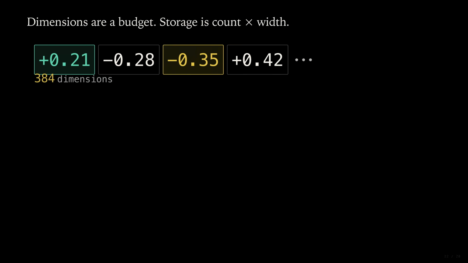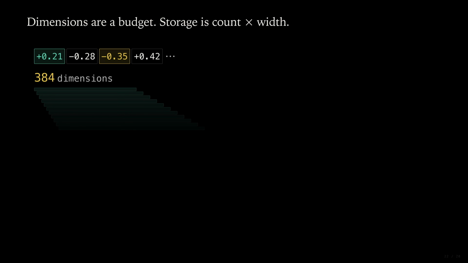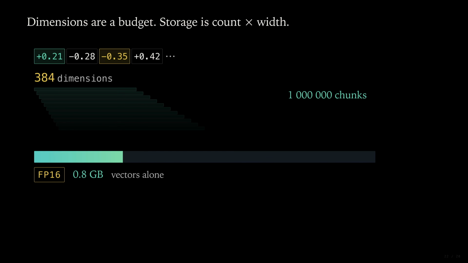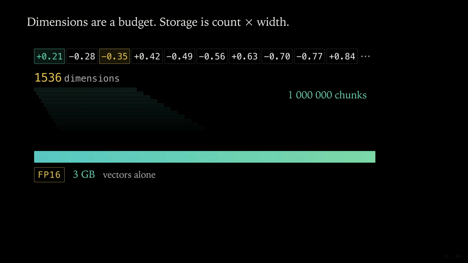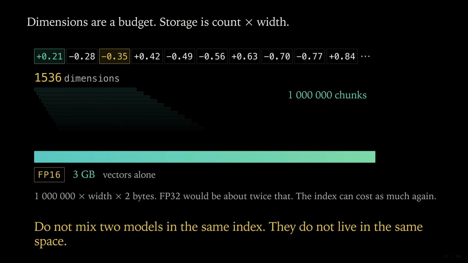Dimensions are a budget. 384 numbers per chunk is light. 1536 is heavier and often a bit sharper. Storage is count times width. A million chunks at 1536 dimensions, at 2 bytes each, that is FP16, is about 3 gigs for the vectors alone before the index. FP32 would be about 6. Check before you scale the corpus, because the index can cost as much again. And do not mix 2 models in the same index, because they do not live in the same space.